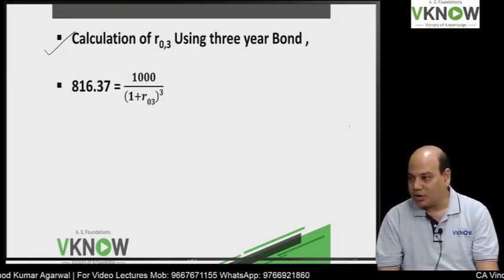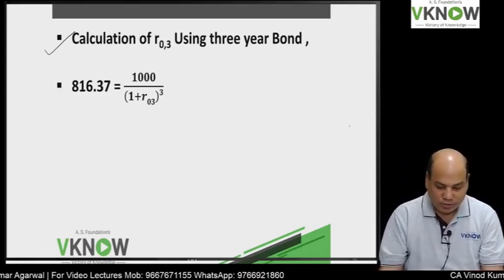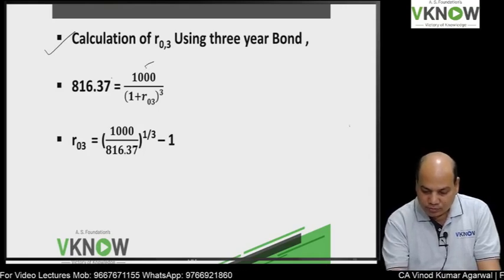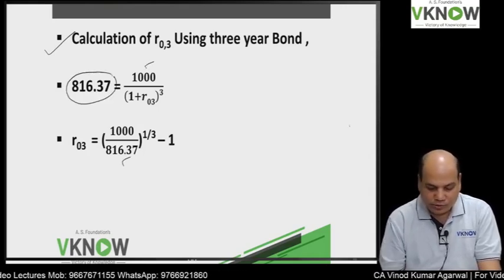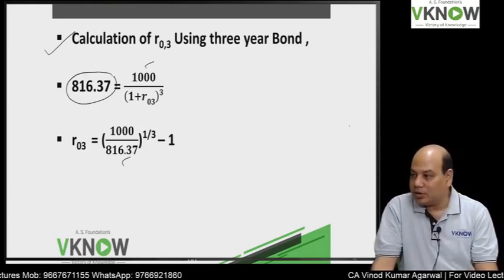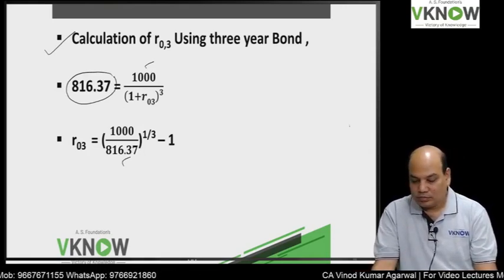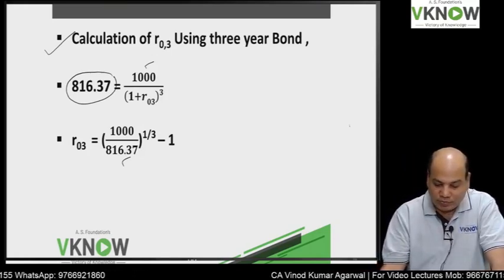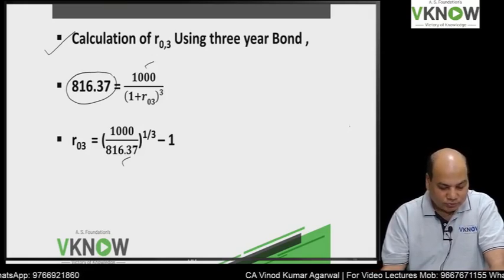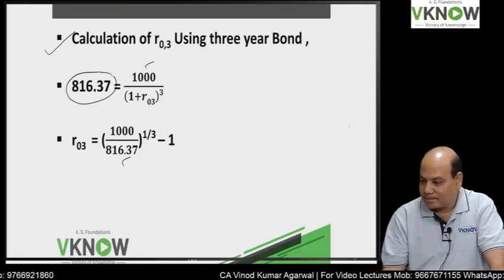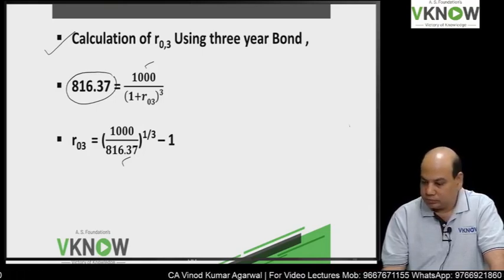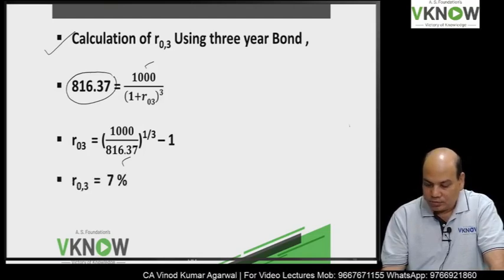Okay, these are basic things you have to know. And how do you solve this? R03 equals (1000 divided by 816.37) to the power 1 by 3, minus 1. Third root you have to take. Yes, come on, this time it is a challenge. This is 7% only. How did you get 7%?